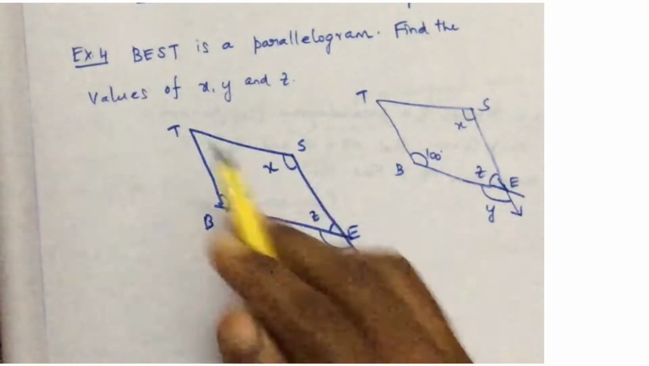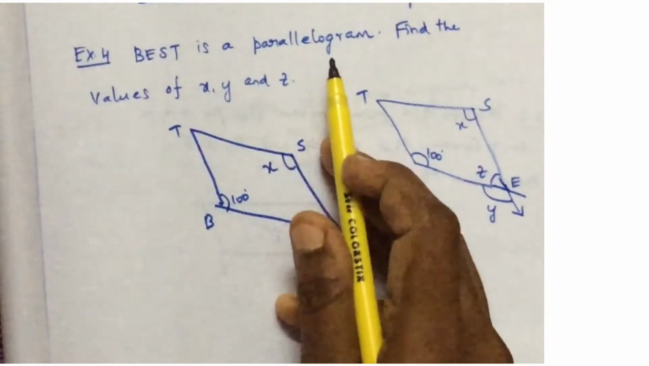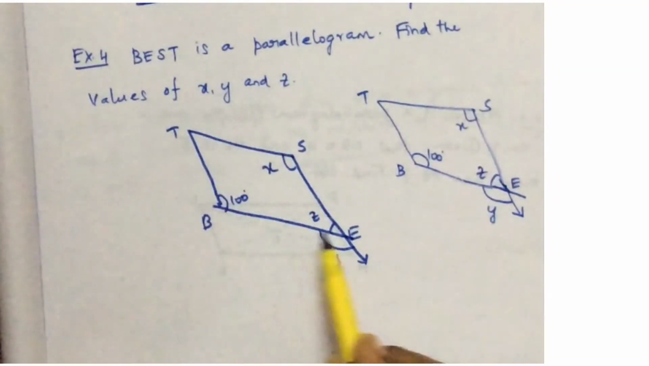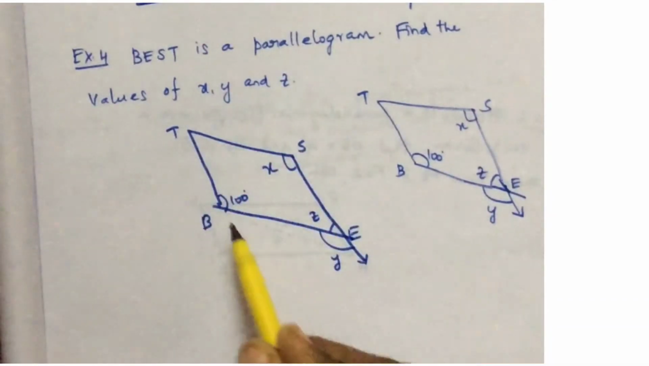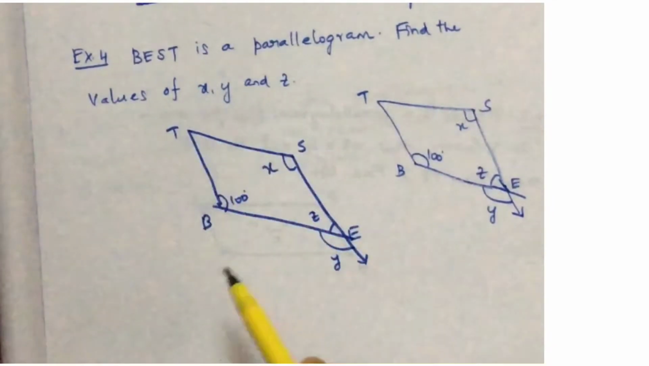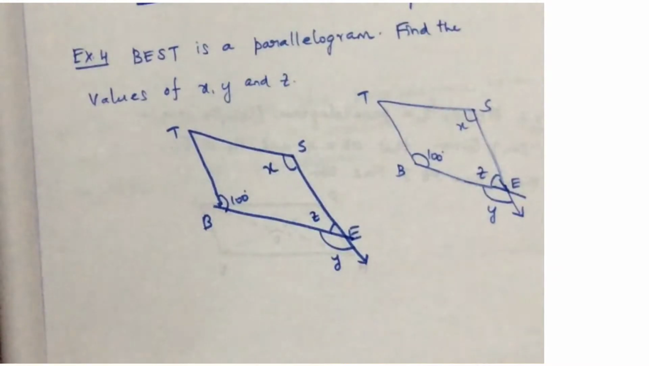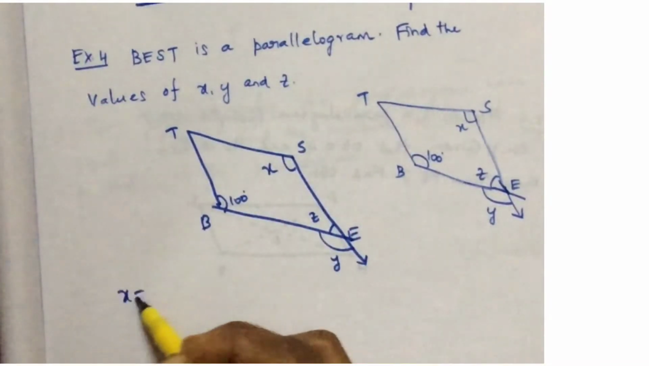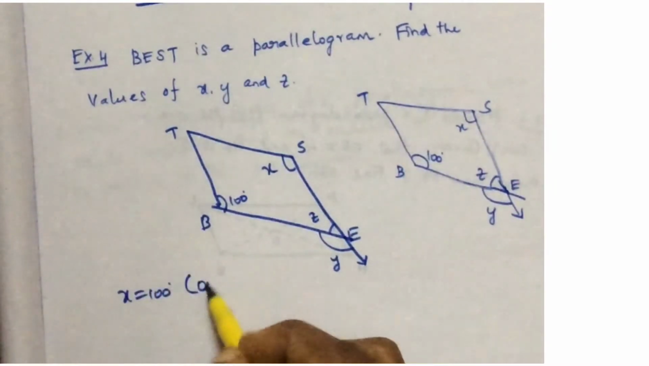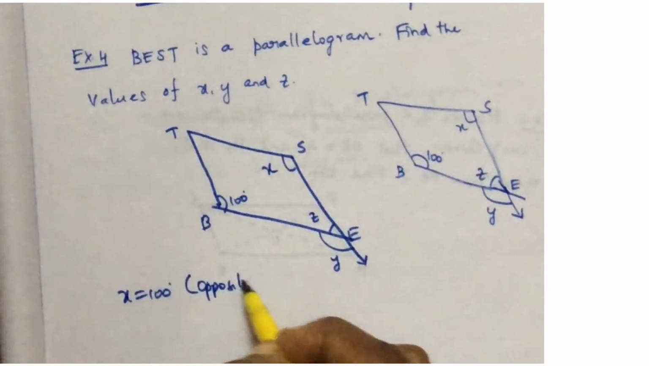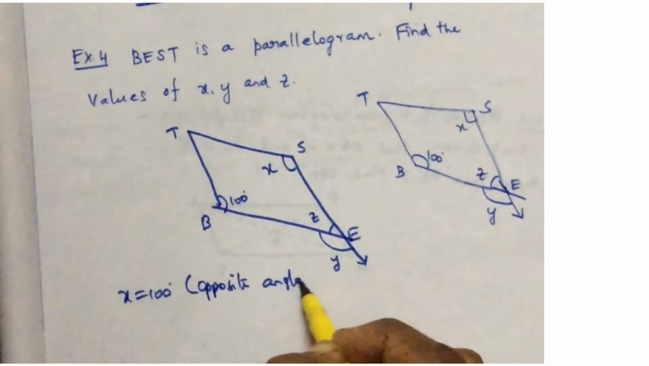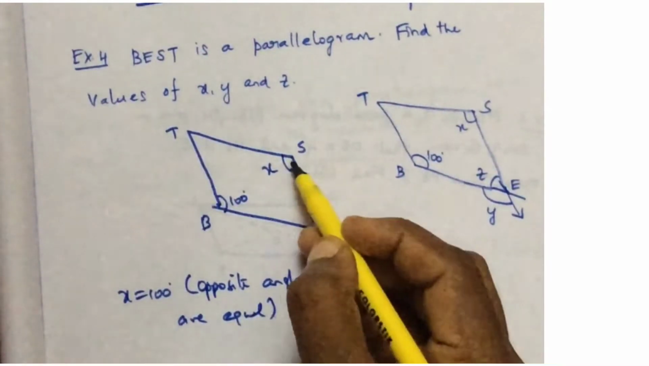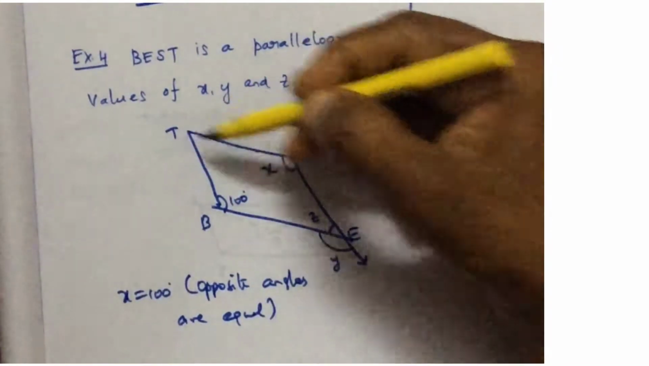Example 4. BEST is a parallelogram. Find the values of x, y, z. First we can say x is equal to 100. Why? Opposite angles are equal. This angle should be equal to this, and this angle should be equal to this.